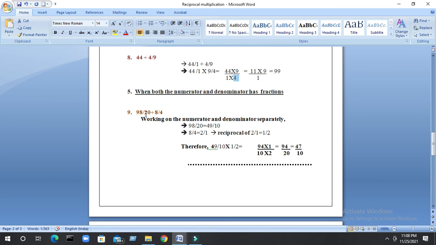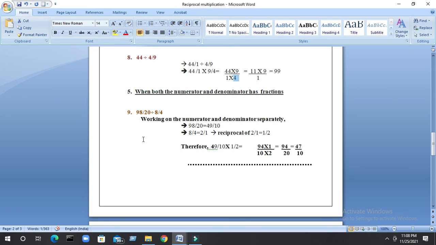Yes, as again the general rules, work on the numerator separately, work on the denominator separately. Make them separate. So, 98 by 20, which is 49 by 10. How did we do this? We started dividing by the simplest number, which is 2 there. 98 divided by 2 would be 49 and 20 divided by 2 would be 10. Got it? Next, 8 by 4, which is 2 by 1. Now, 2 by 1, the reciprocal of 2 by 1 is 1 by 2.